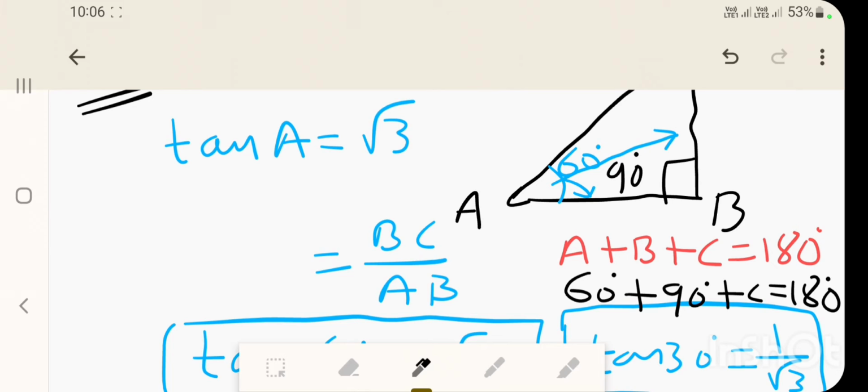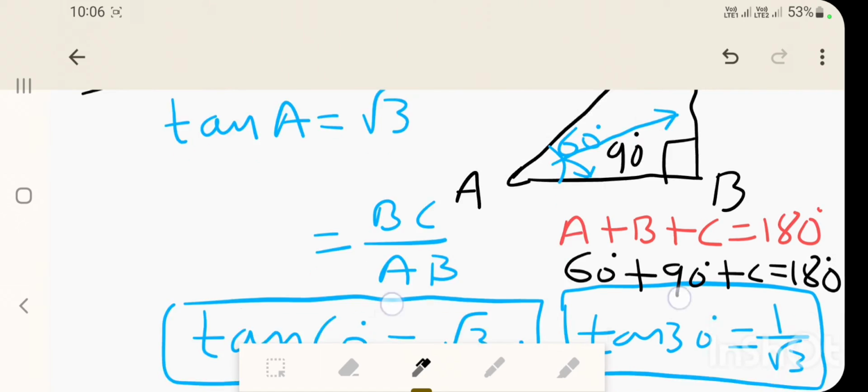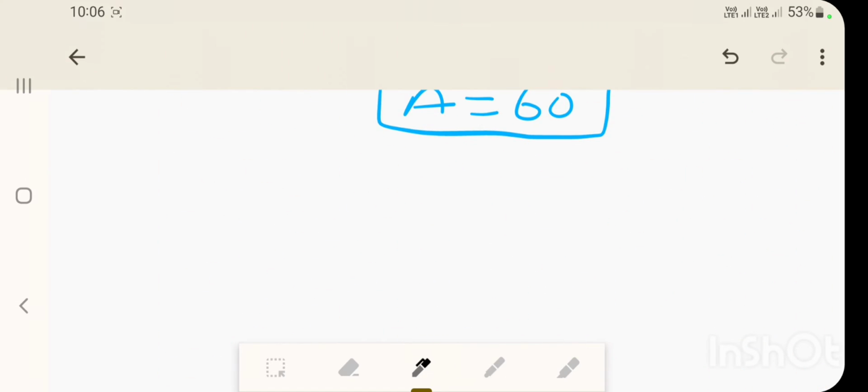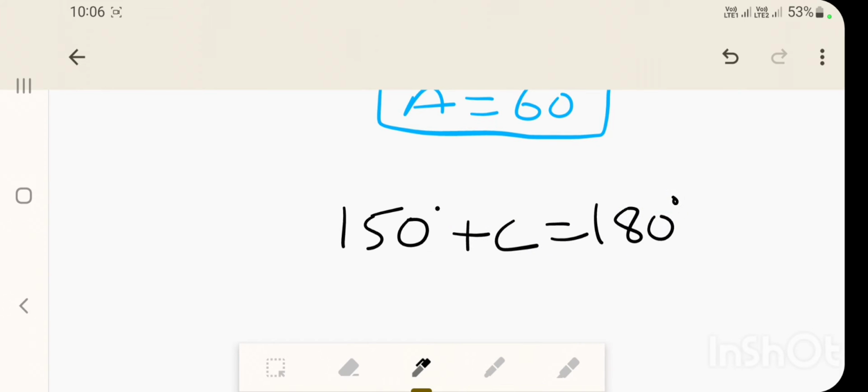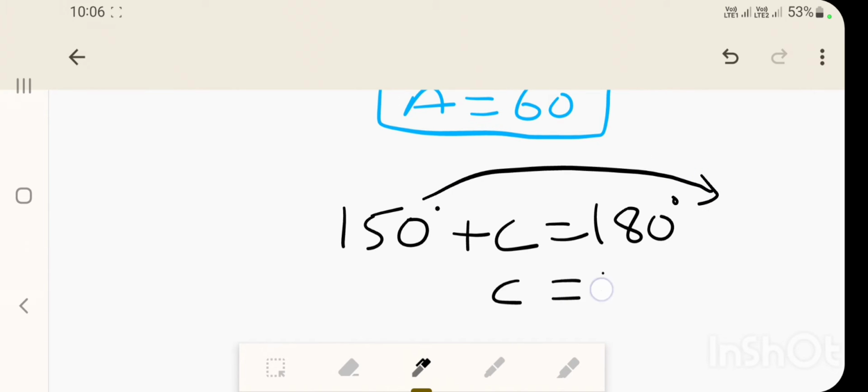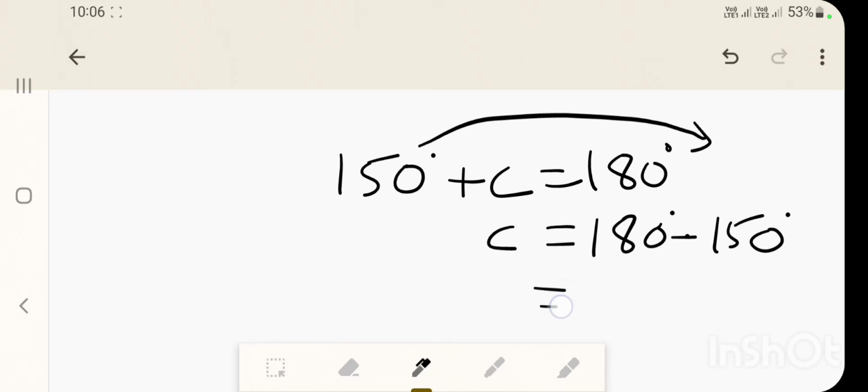Okay, so we know here angle A is 60 degrees and B is 90 degrees, plus C is equal to 180 degrees. So can anybody tell what is the angle C here? 60 plus 90, 150. Okay, 150 degrees plus C is equal to 180 degrees. So C we need to calculate. So we take this 150 to the right hand side. So 180 minus 150. So what is the value here? 180 minus 150, 30 degrees.